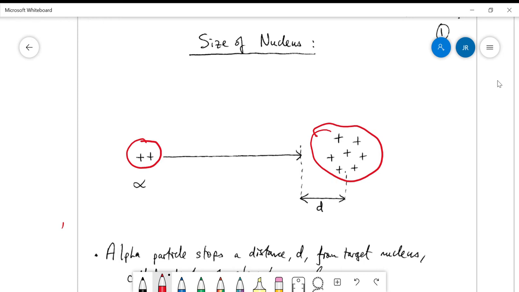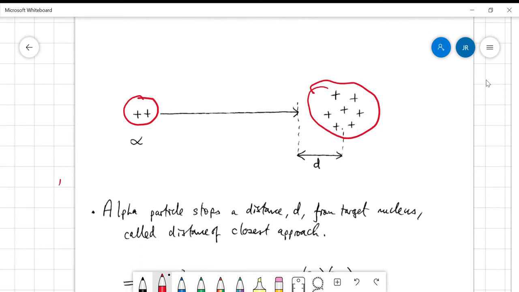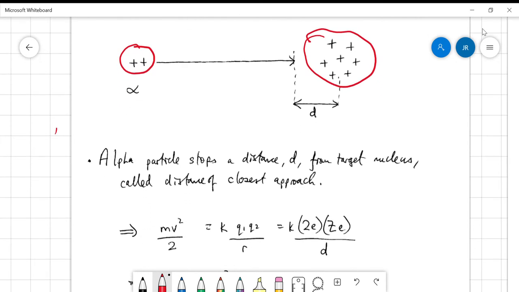We know that like charges repel. So the positive charges of both the alpha particle and the gold nucleus would repel each other, and so there would be a closest approach. The alpha particle would stop a distance d from the target nucleus and would reach a distance of closest approach.